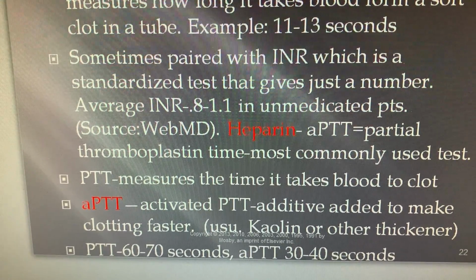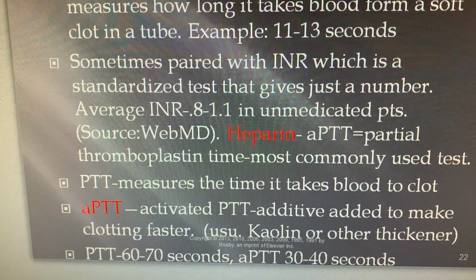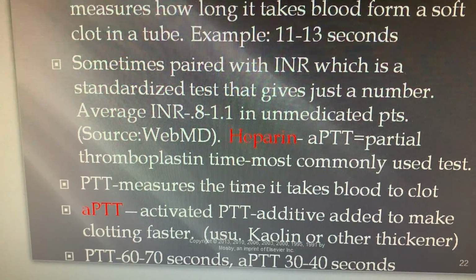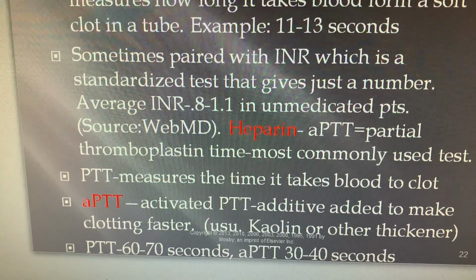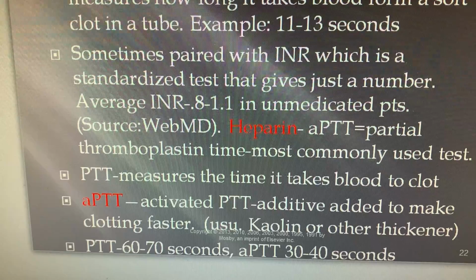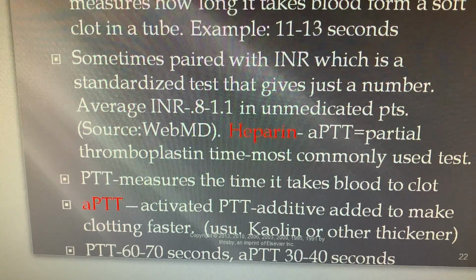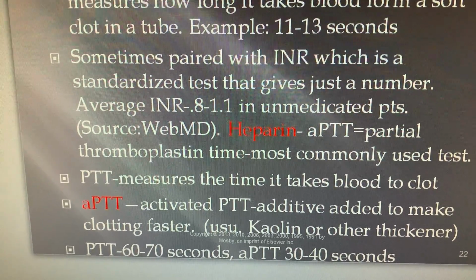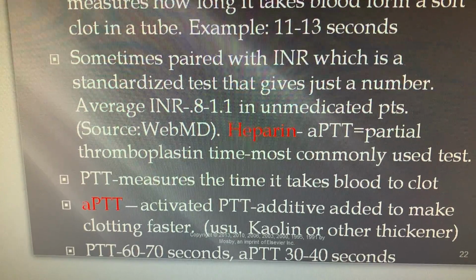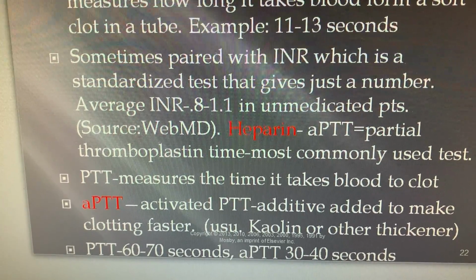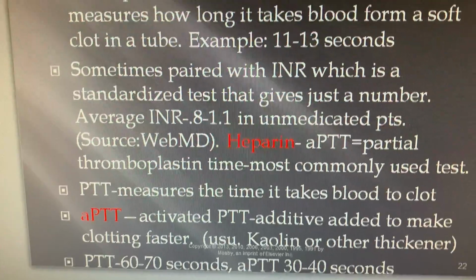By activating it or adding a thickener to that tube, you can cut that time about in half. So a PTT in an unmedicated person would be about 60 to 70 seconds. An activated PTT would be about 30 to 40 seconds. So it would drop it from maybe about a minute to form a firm clot to a half a minute.